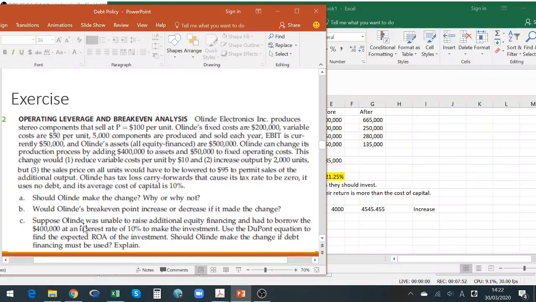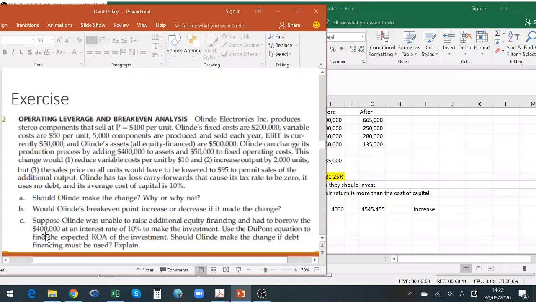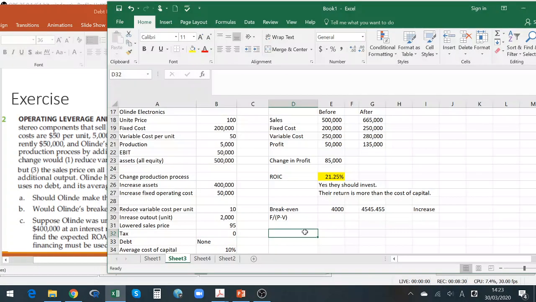It says this company was unable to raise additional equity financing and had to borrow. So this time, the assumption was there's no debt. It says no debt, right? But the situation changed. They have to borrow an amount equal to the new investment, at 10% interest rate. You don't have to worry about this due point thing. Should Orlinde make a change if debt financing must be used? Explain. Okay, so now you have debt.